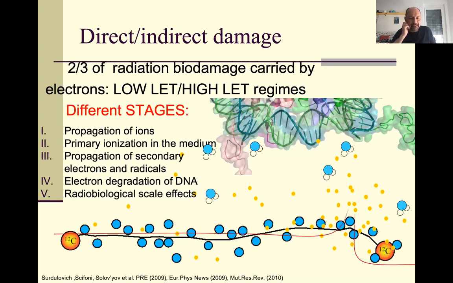So this is shown a little bit here. This is actually for charged particles. You see, this is a carbon ion, for example, going through matter. And you see there is a Bragg peak at the end, so it's the maximum energy. And there are different phases. You see propagation of ions, primary ionization in the medium, propagation of secondaries, electrons and radicals. These are the free radicals generated. Electron degradation of DNA, and then once you have a damage on the DNA, you start to have the biological effect.